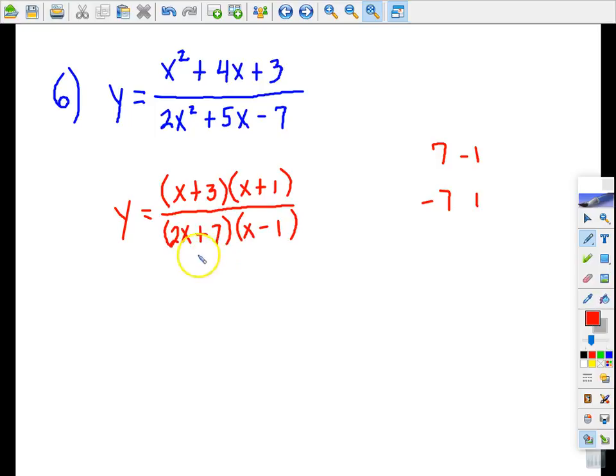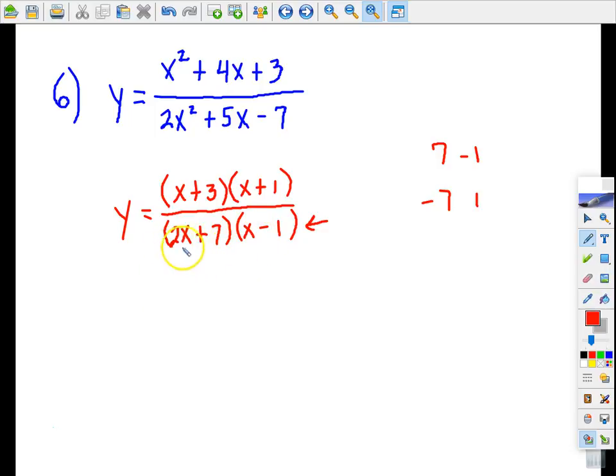If you do the first terms together, you get 2x squared. The outer terms, -2x. Inner terms, +7x. That does come up to +5x. And then you can see the last terms are -7. So at this point, my focus is only on the denominator. I want to know what are the numbers, and in this case there's 2 different ones that could be plugged in for x to cause the denominator to become 0.